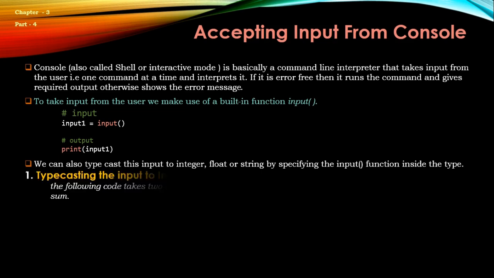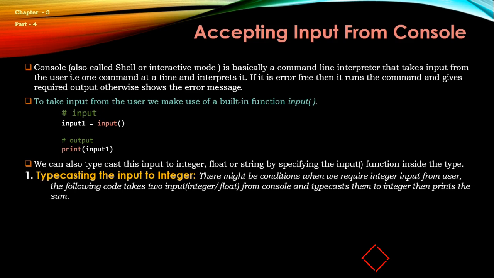First we'll see typecasting the input to integer. Typecasting means converting one type of value into another type. So typecasting the input to integer. There might be a condition when we require an integer input from the user. Here we'll see the code which converts the input into integer.